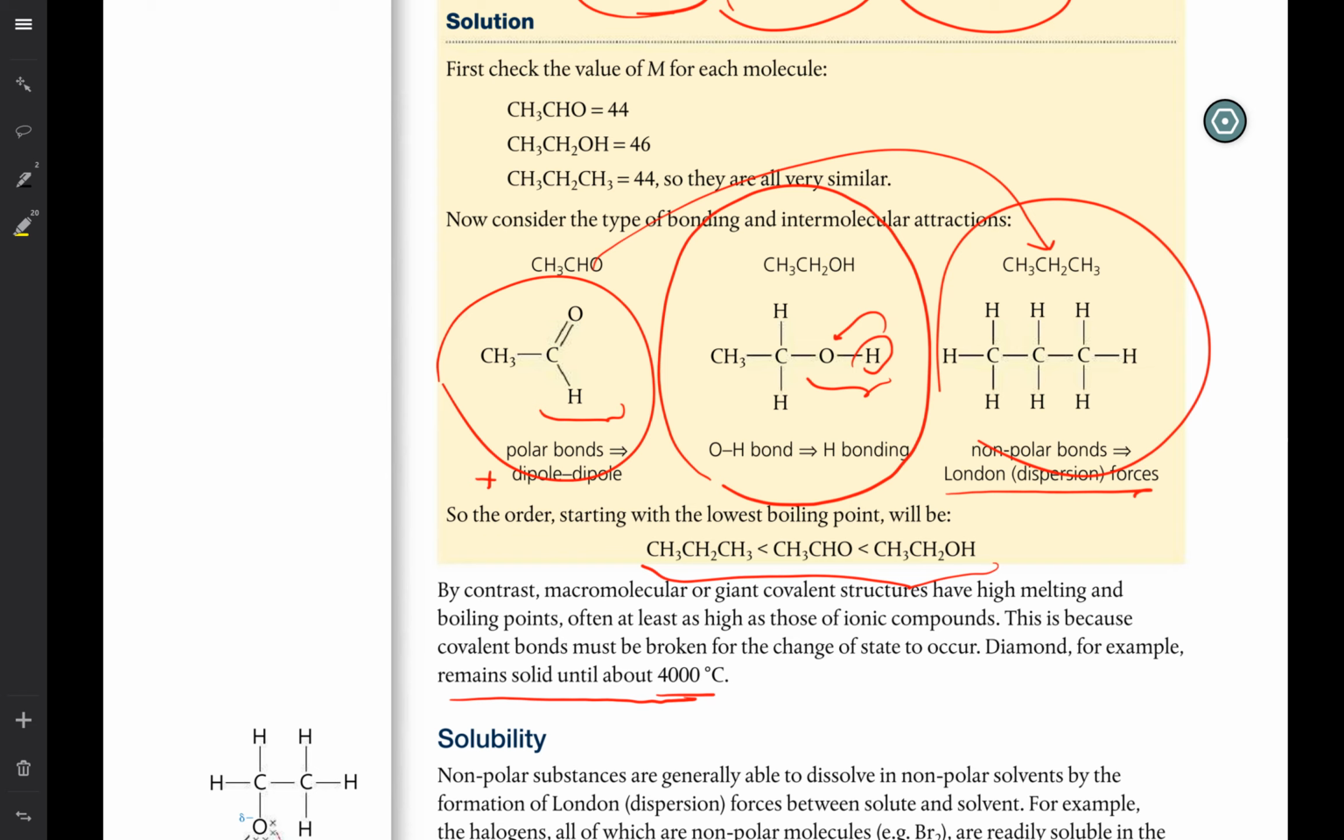So when you want to compare the melting point and boiling point of two materials, first you have to check what type of material it is. Is it a giant covalent structure? Is it ionic? Is it a molecular compound? Is it a metal? And if all of them are in the same category, then you can compare them. Otherwise, you know that a giant covalent compound, for example, has a much higher melting point and boiling point than a molecular compound.